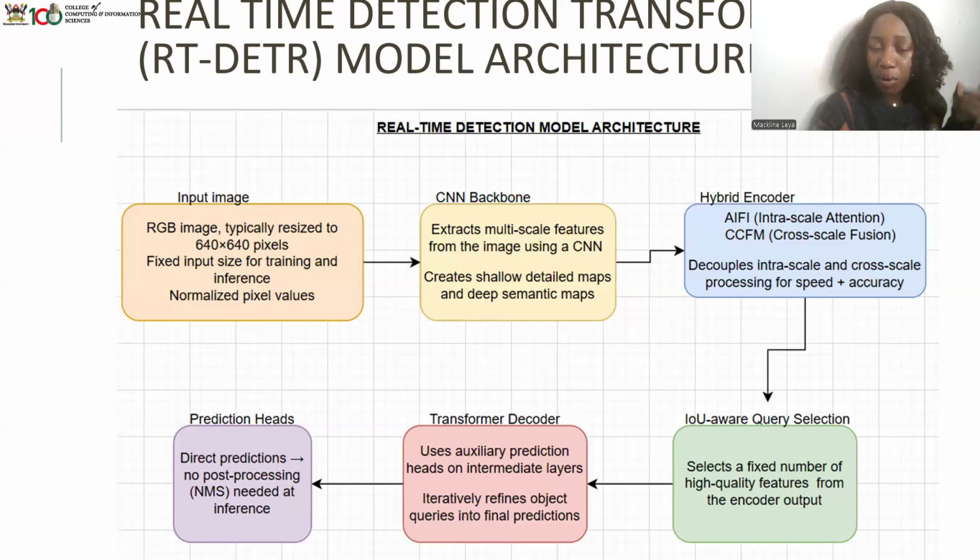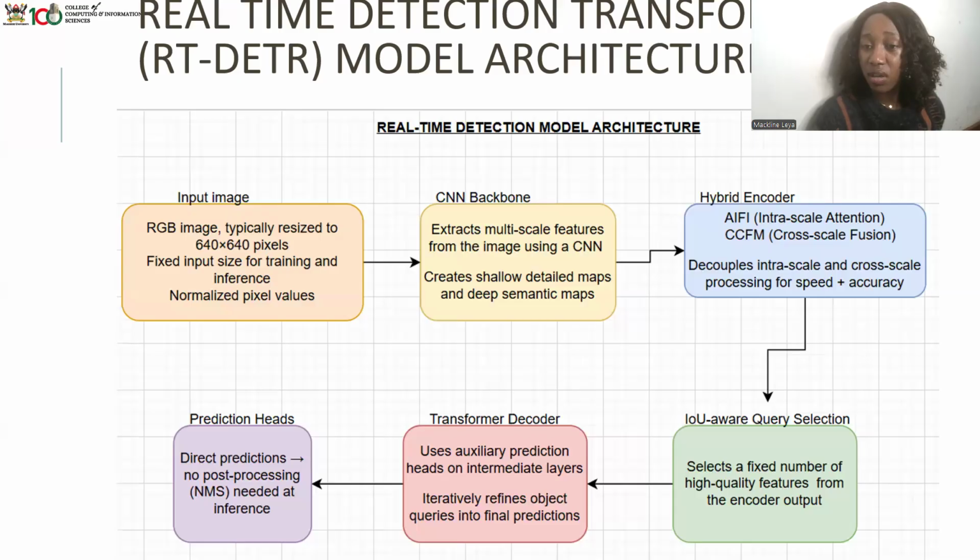From the backbone, we move on to the hybrid encoder. The hybrid encoder has the attention intrascale feature interaction. This one looks at the other features in the same scale. If you have a bounding box with very small tiny things, call them flecks, then we can say that maybe the person has dandruff. That can be done by the attention intrascale feature interaction.